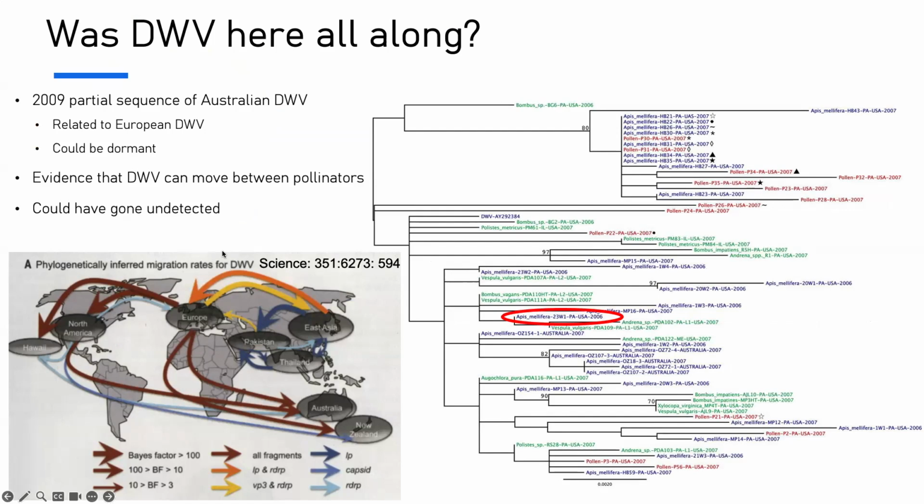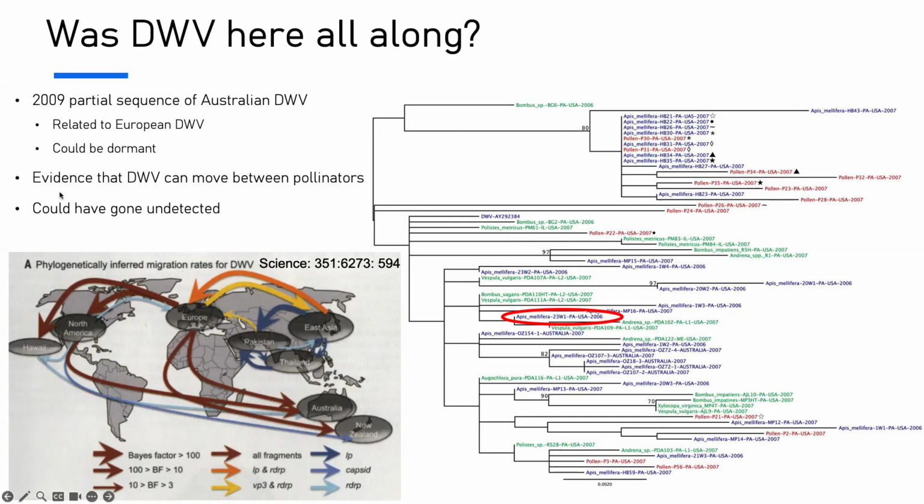So one of the questions we could ask ourselves is, can we think of this as having the Deformed Wing Virus all along, or is it just a unique and first incursion? And there is a paper here in Science a couple of years ago that suggests that the Deformed Wing Virus might have been imported in Australia, and there was actually a partial sequence of an Australian Deformed Wing Virus published, but no further evidence that it's actually widespread.